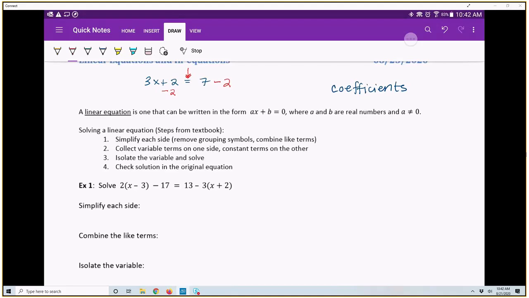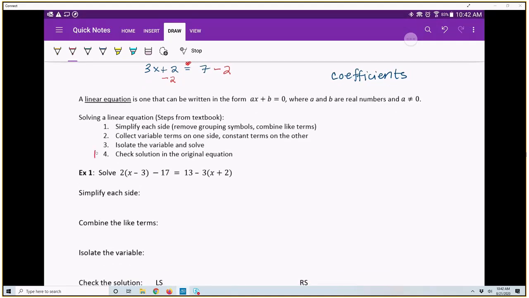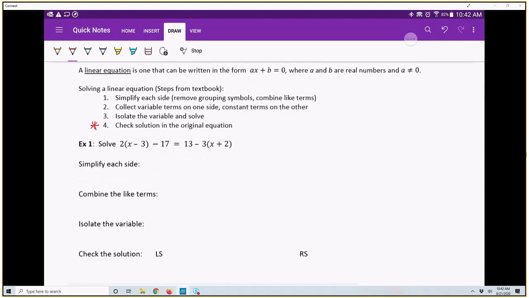And actually the final step, and very important final step, is always check the solution in the original equation. Just because you've found a solution doesn't mean that it will actually satisfy your equation. We need to go back and check. And that way we're going to make sure that we've done this correctly. Okay, so let's look at an example first.